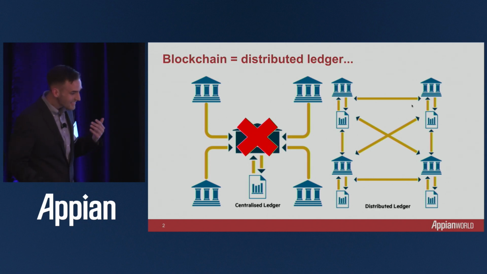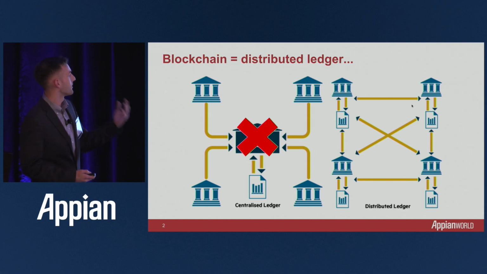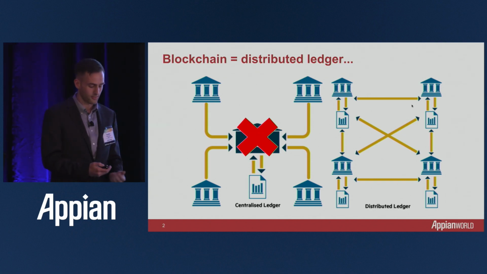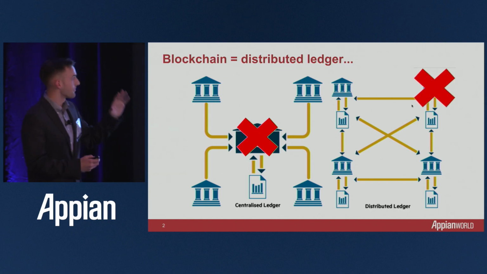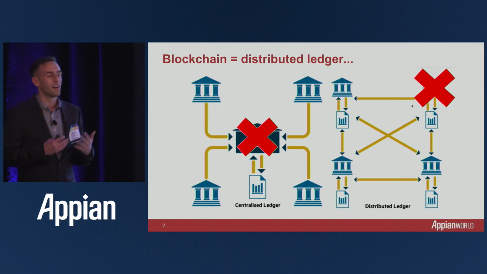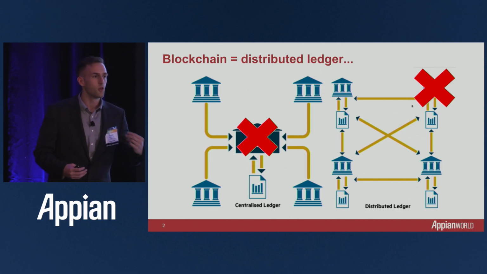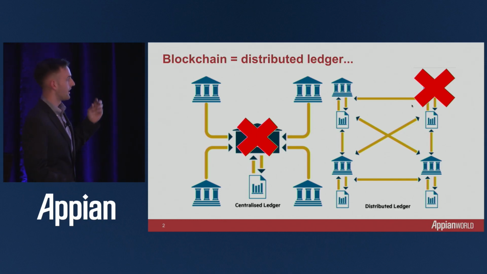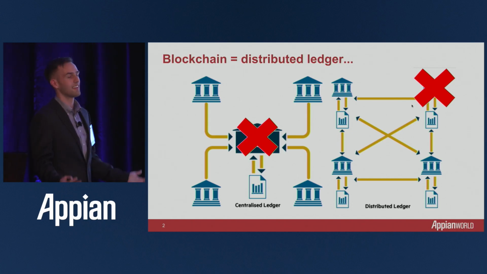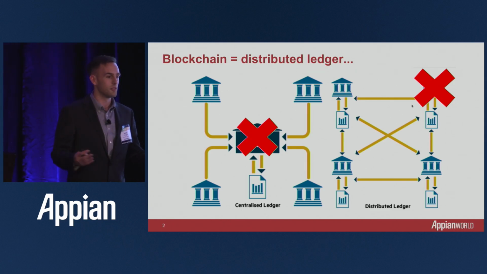And so having this central point of failure is really what the blockchain distributed ledger was meant to solve. Basically, in a blockchain, all of the nodes in the network contain a copy of the ledger. No one single authority controls the entirety of the information. Rather, the information is spread across hundreds, thousands, even millions of nodes.